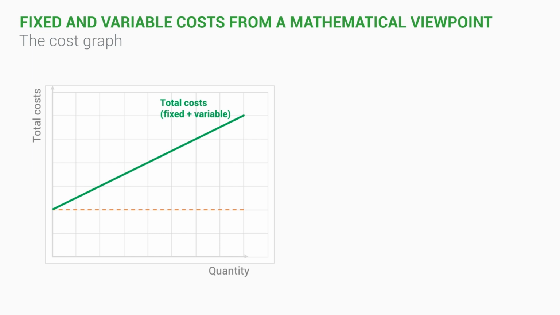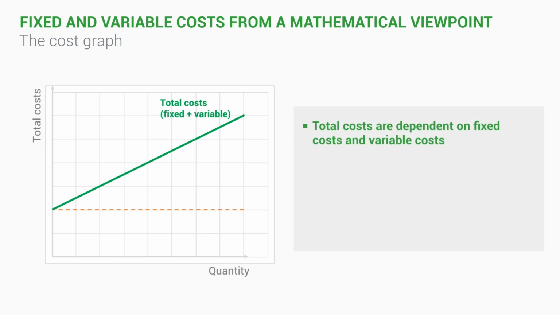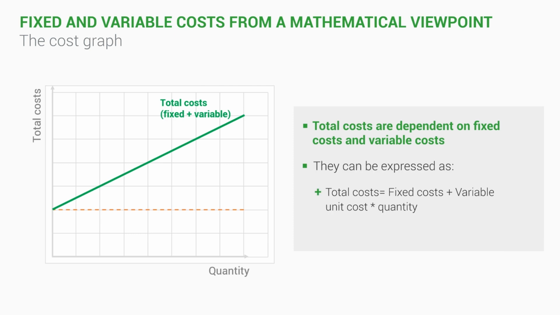The graph of total cost is a line with the same gradient as the one we saw in the variable cost graph, but cutting the vertical axis at a level corresponding to the value of the fixed costs. Total costs depend upon both fixed and variable costs and can be expressed as the sum of those two values. In full, then, total cost equals fixed cost plus variable unit cost times quantity.